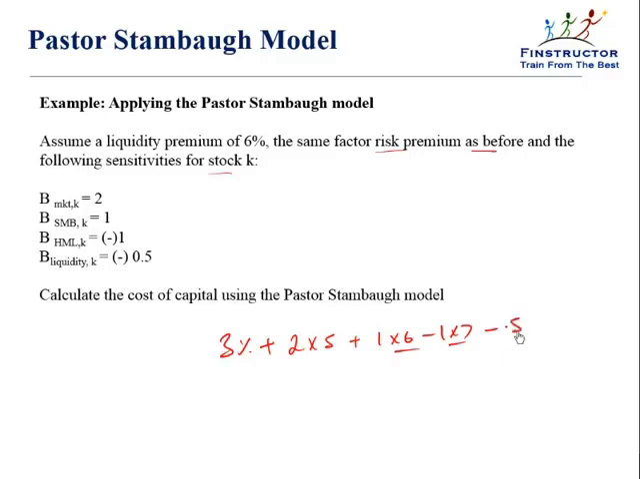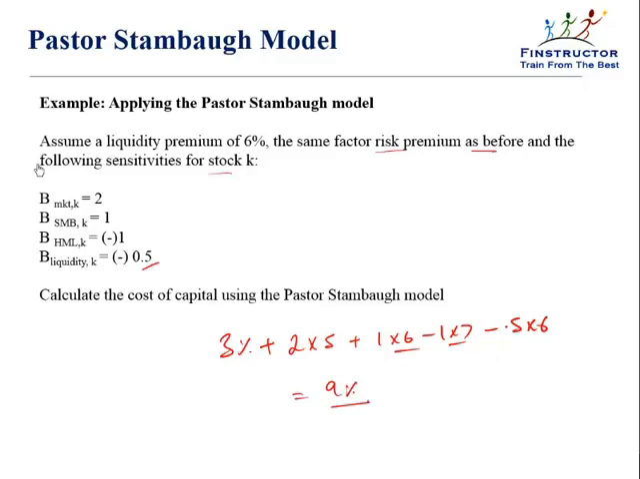Minus 0.5 into 6. So ours was probably a liquid company. Hence, there was a negative beta applied and a premium of 6%. If it was an illiquid company, the liquidity beta would have been positive. So this will come out to be 9%.